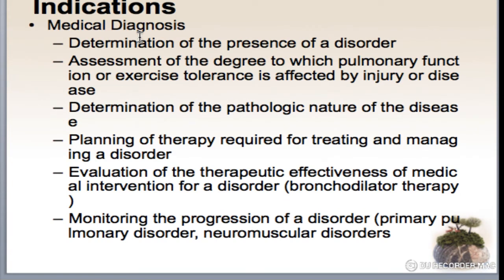So for the indications for pulmonary function test, we are considering the indication for medical diagnosis, such as determination of the presence of disorder. Spirometry or pulmonary function test cannot refer to the mere origin or etiology of the pathologic cause of pulmonary disability. It only refers to the airflow restriction or obstruction. So in other words, PFT refers only to the ventilatory defect per se.